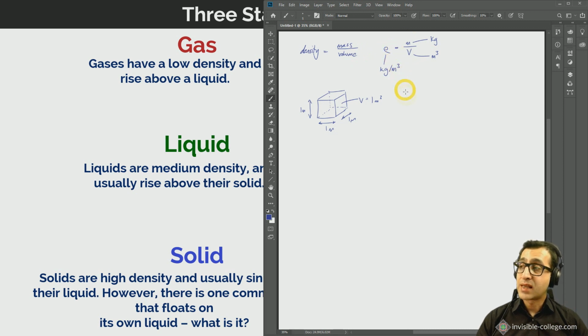So this is the reason that solid water, this is kind of the mathematical reasoning whereby we can say that solid water has less mass per unit of volume, or less density, than liquid water. So this is the equation for density.